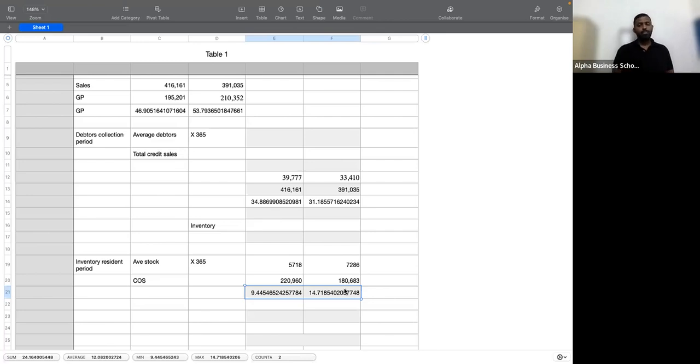That's a terrific achievement. Inventory residence period, you are reducing from 14 days to 9 days. It's a terrific achievement. But as an auditor, I am skeptical. How is it possible? What did they do, right? So I have to audit their stock properly. I have to audit their cost of sales properly to find out why this anomaly has been created.